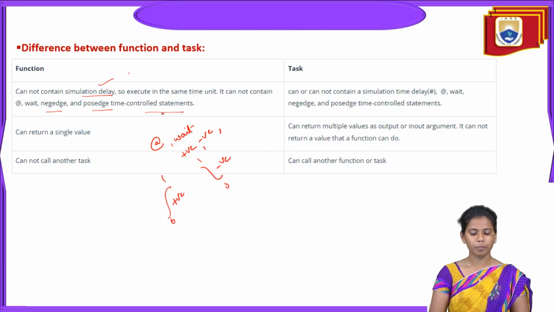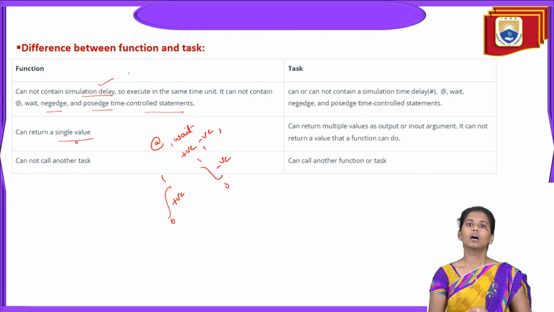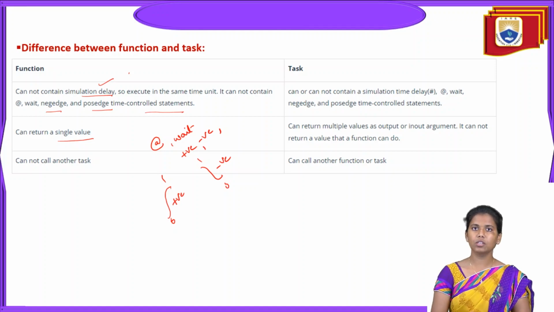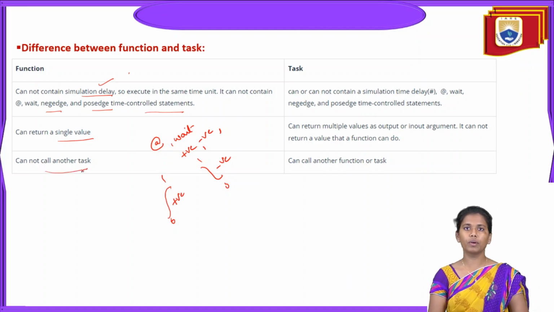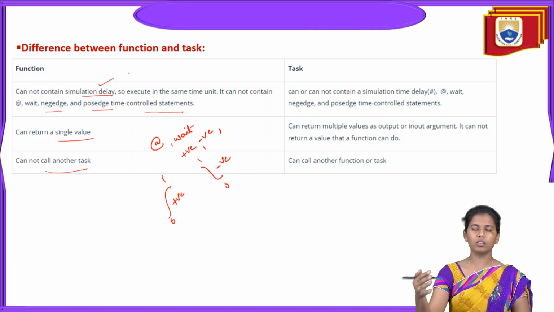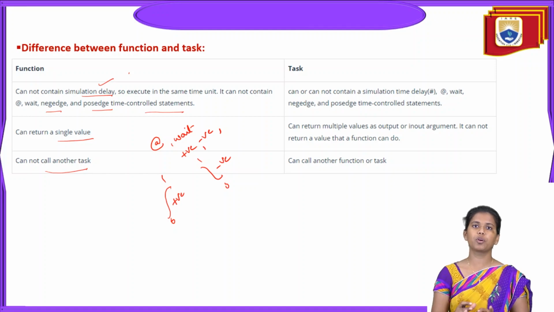Then the functions can return a single value. So the return value of the functions is obviously a single value. And then they cannot call another task. So when one function is in the process, the other functions cannot come and interrupt the present one. Unless and until the first process is done, the next task will not come into existence. So it's like a sequence manner.